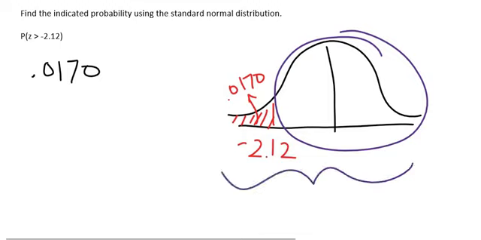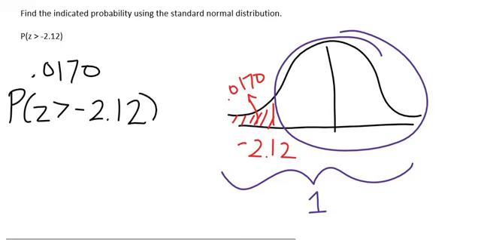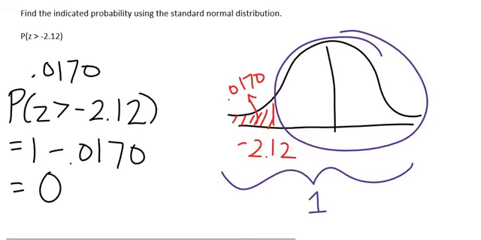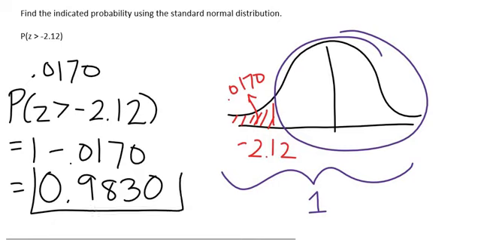We know that the area under the curve, all of the normal curve, is equal to 1. So to get the area to the right, simply subtract 0.0170 from 1. And that area equals 0.983. And that is the probability that z is bigger than negative 2.12.